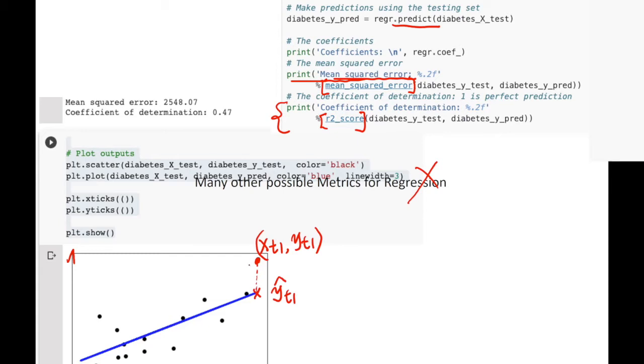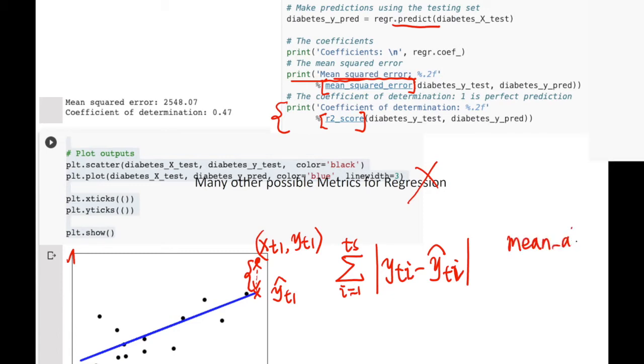And then the error, if we use something called the mean absolute value, is really just yt1 minus yt1 hat, and then take the absolute difference, which is the magnitude of this connecting line between the two points. Then you can sum over all of the testing points, i from 1 to t test, and we can make the subscript ti. So this is one of the most basic metrics, called mean absolute error. It's just the absolute differences.